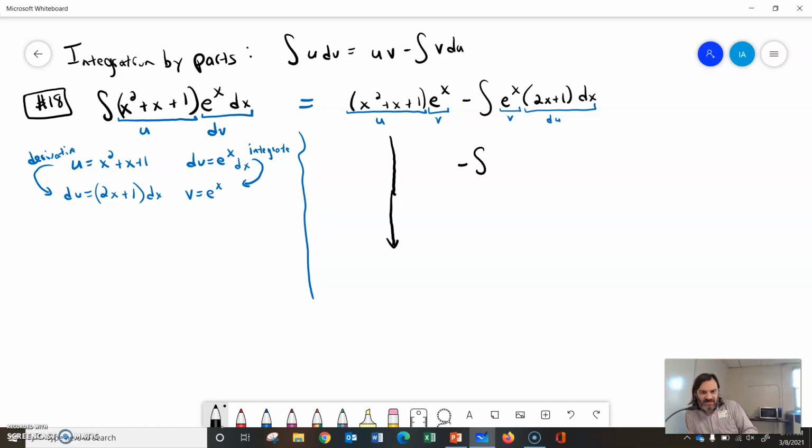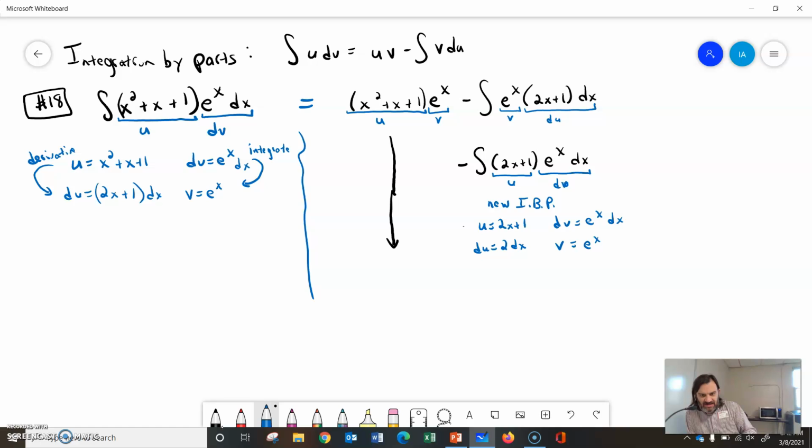So it'll be the integral of 2x plus 1 times e to the x. I'm rearranging it so I can see it again as a new u dv. So this is a new integration by parts here. So in that case, the u is 2x plus 1. That makes the du 2 dx. dv is e to the x dx. So the v will be e to the x. And again, there's the derivative. And on the other side, we integrate.